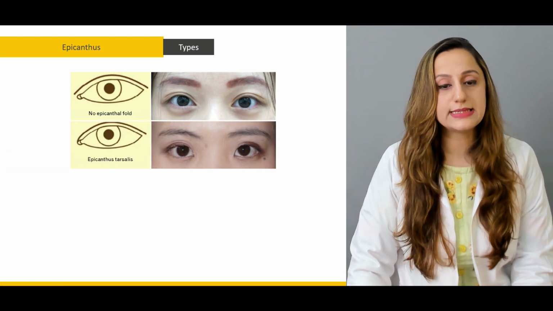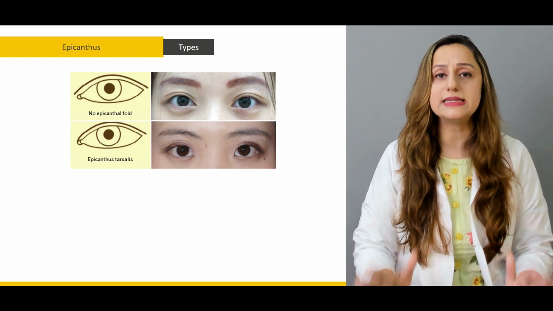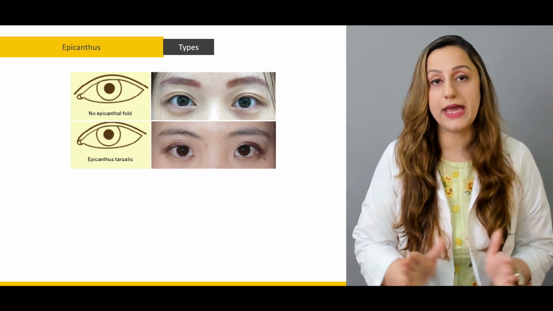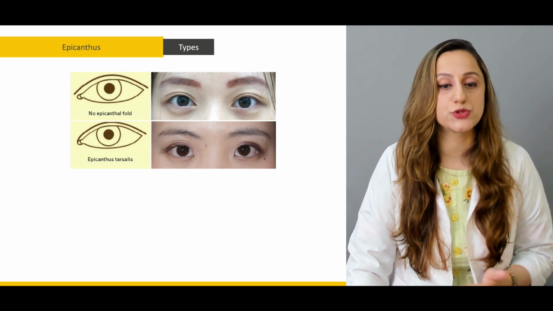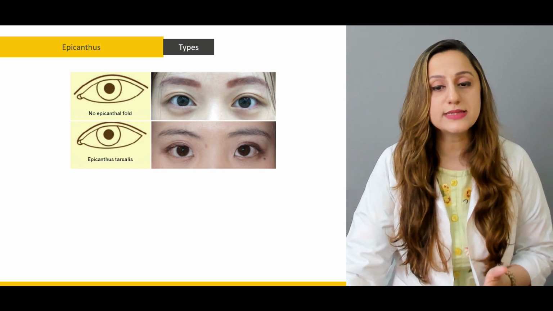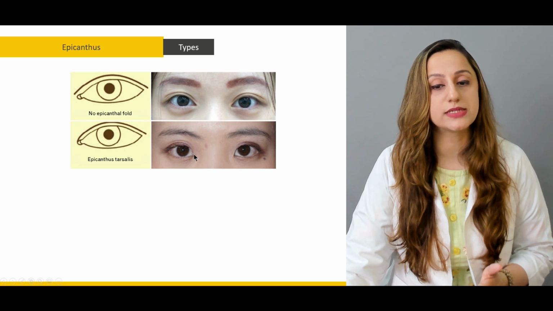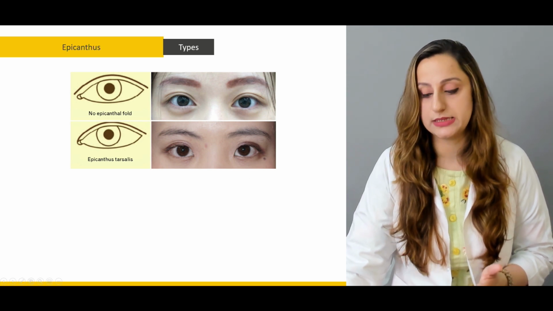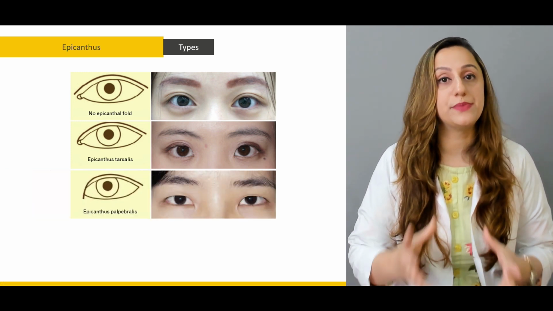Over here, you can see we have the epicanthus tarsalis. It's the slightest clinical presentation of the epicanthal folds. That is a type 2 epicanthus, which is also known as epicanthus tarsalis in these individuals. As you can see over here, the medial canthus is quite obliterated, and the view is quite obliterated in these individuals. Then we have the epicanthus palpebralis.